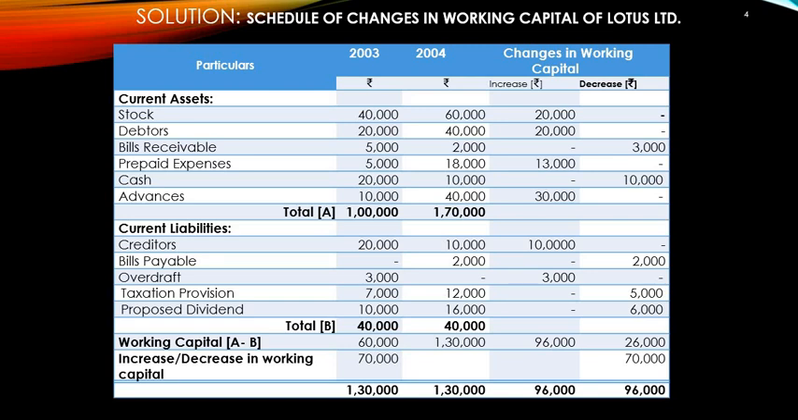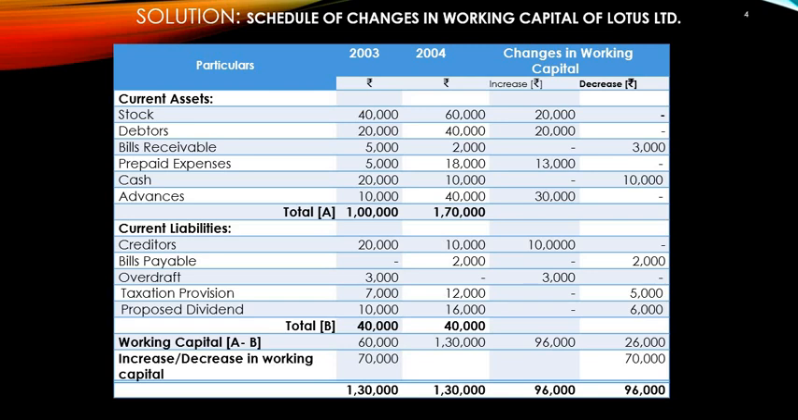Then total B for the year 2003 will be 40,000. For the year 2004 it will be the same, 40,000. So we need to find the working capital, A minus B. Working capital for the year 2003 is 60,000, that means 1 lakh minus 40,000. For the year 2004 working capital is 1,30,000, that means 1,70,000 minus 40,000.